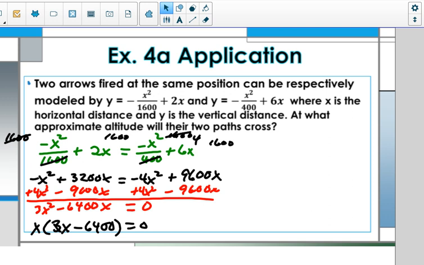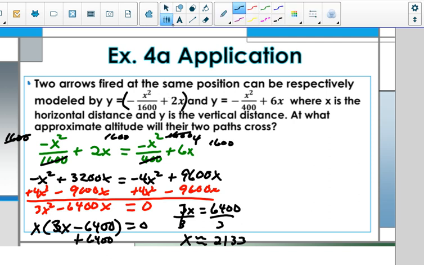So if I take 3x, I need to add 6400 to both sides, so that will give me a positive 6400. Divide by 3 on both sides. x is approximately 2,133. So that's going to be my horizontal distance. So now I need to know where's the vertical. How high is it going to go when it's at 2133? So I have to substitute that in for x in one of these equations. I'm going to substitute it into this one up here.